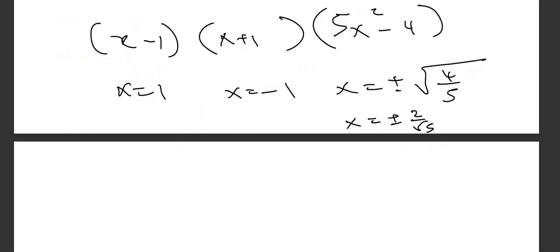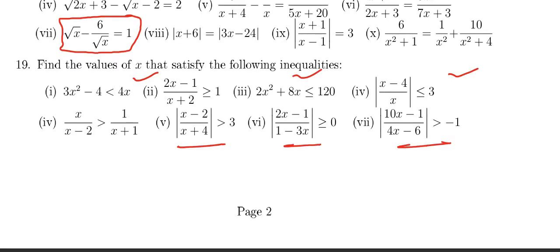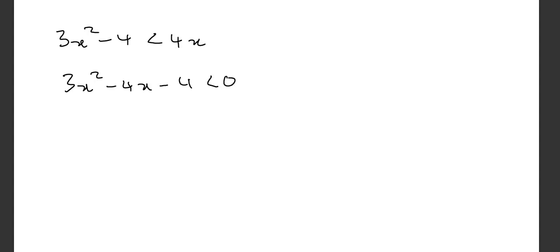So when it's a quadratic, let's see the question. They're saying, find the values of x that satisfy the following inequalities. So we're having 3x squared minus 4 less than 4x. So this is going to be 3x squared minus 4x minus 4 less than 0.